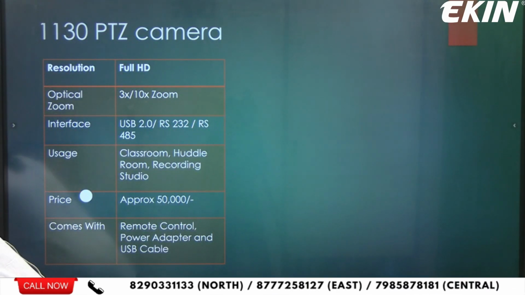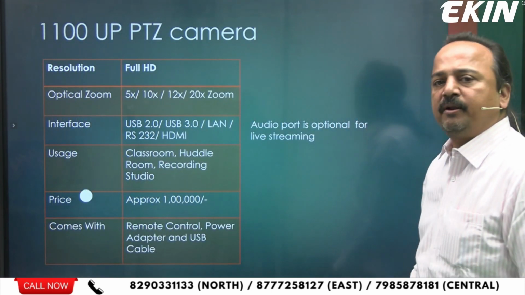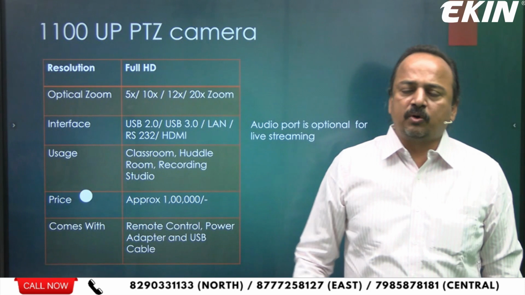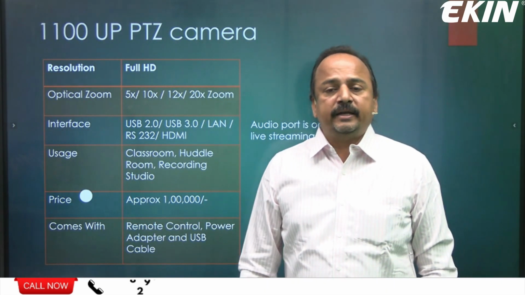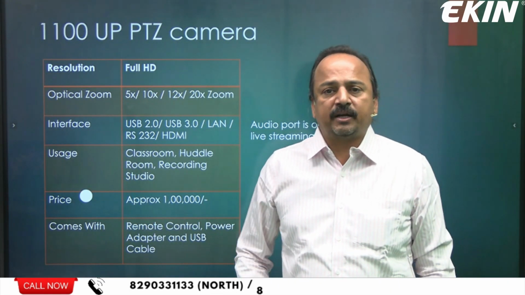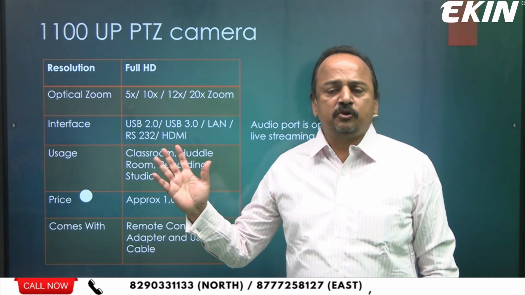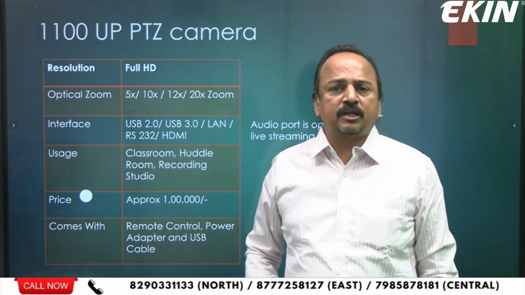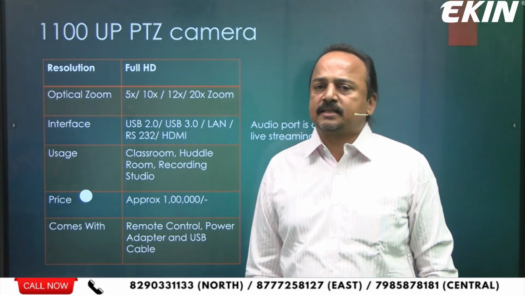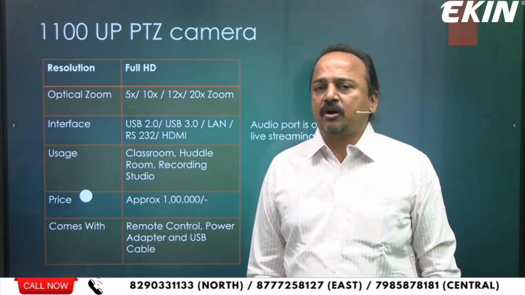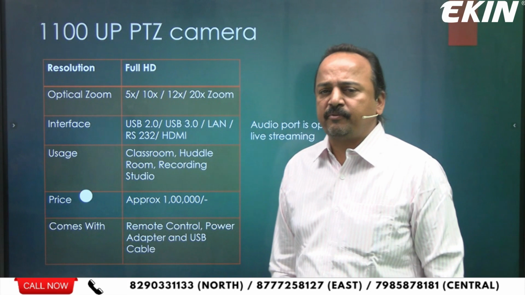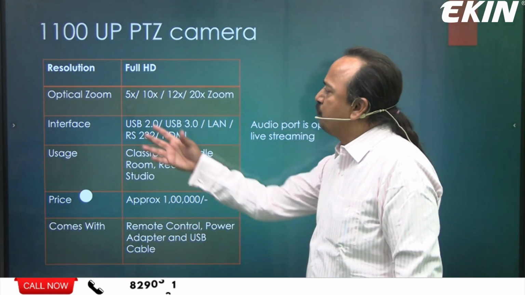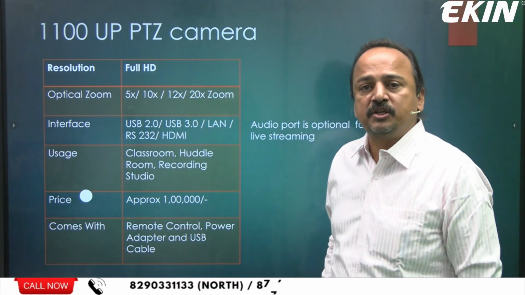So apart from them, then we have a second camera, which is 1100. The most sold camera, I would say, in India from our side is Ekin 1100. Most of the studios across different parts of the country are using this. We have more than a few thousand classrooms or video conferencing rooms using this type of camera. Very, very popular camera. So what it has is a full HD resolution.